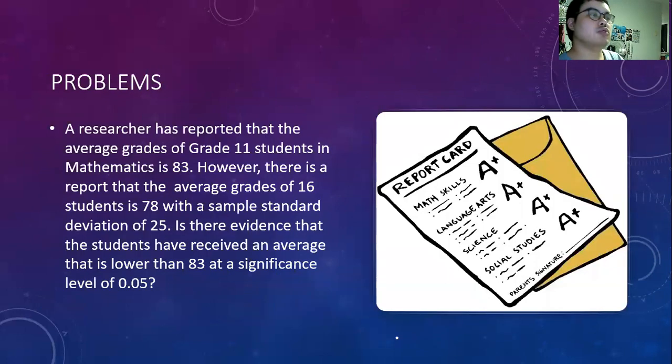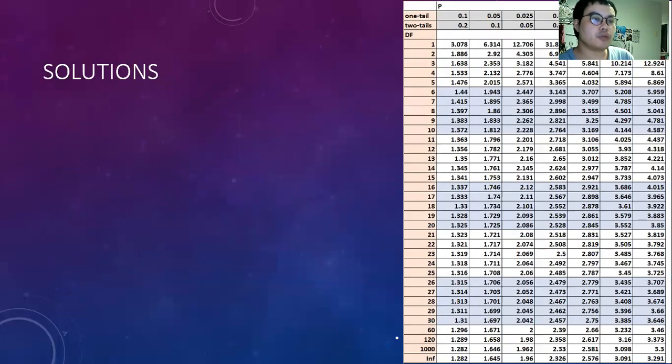Okay, so next problem. A researcher has reported that the average grade of grade 11 students in mathematics is 83. However, there is a report that the average grade of 60 students is 78, with a sample standard deviation of 25. Is there evidence that the students have received an average that is lower than 83 at a significance level of 0.05? So we're going to repeat the same steps.